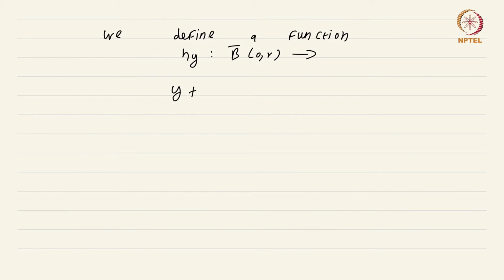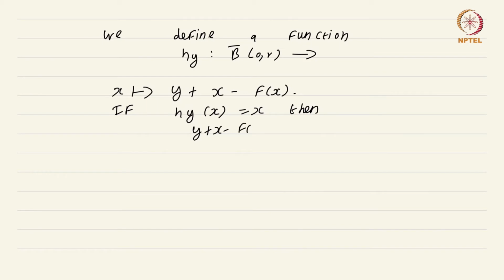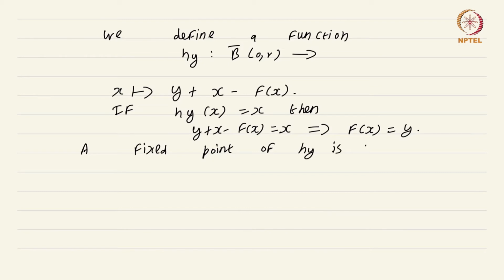This is defined by x maps to y plus x minus f of x, and you can clearly see where the inspiration for this particular choice of function comes from. Okay, now this function has this nice property that if h_y of x equals x, then that just means that y plus x minus f of x equals x, which just means that f of x equals y. In other words, a fixed point of h_y is precisely the solution we are looking for.